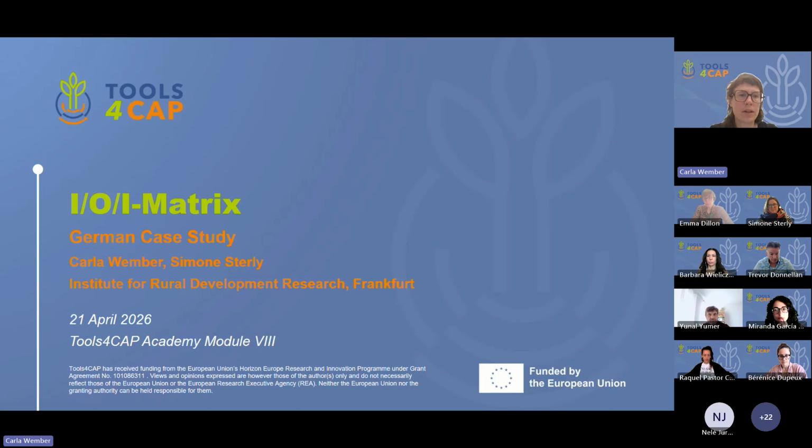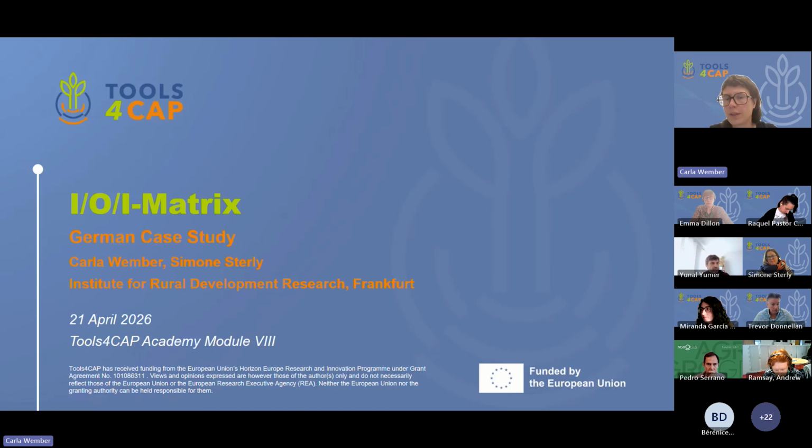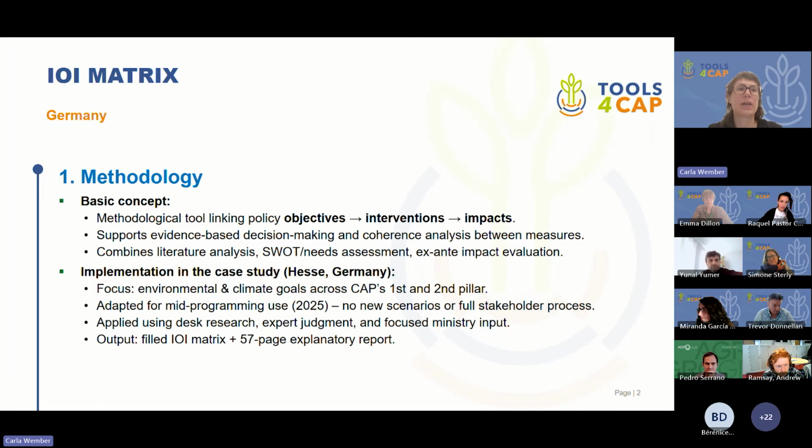I am going to talk a little bit about the experiences we made during the German case study, where we applied the IOI matrix together with a regional ministry in Germany. And a couple of words on what the IOI matrix is. It is a tool that can be used to systematically link objectives, interventions, and impacts.